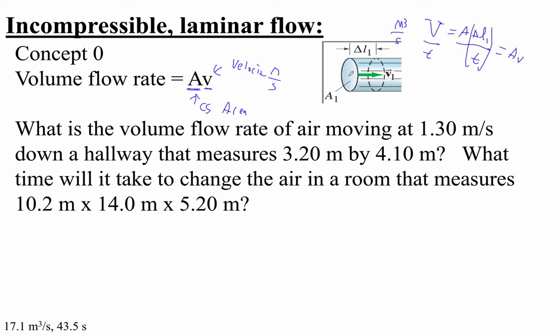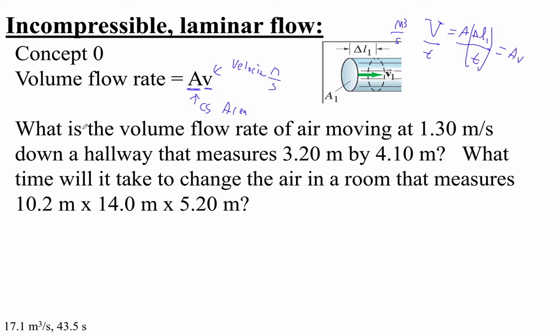So if this has a cross-sectional area, say 4 square meters, and it's moving at 2 meters per second, well, 4 times 2, that'd be 8 cubic meters a second going by. If this has an area of 3 square meters, sorry, did I say cubic before? Square meters, and it's moving at 5 meters per second. Well, 3 times 5, that'd be 15 cubic meters a second, okay?